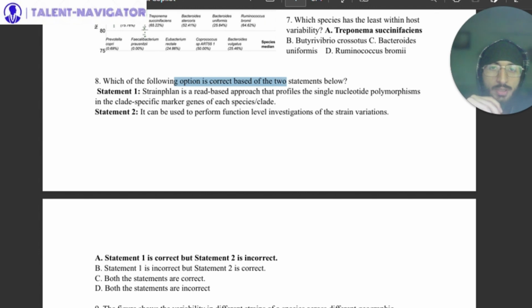Which of the following options is correct based on the two statements below? StrainPhlAn is a read-based approach that profiles the single nucleotide polymorphisms (SNPs) in the clade-specific marker genes of each species or clade. That is true. Statement 2, it can be used to perform function-level investigations of the strain variations. No, that is false. So that is the answer.